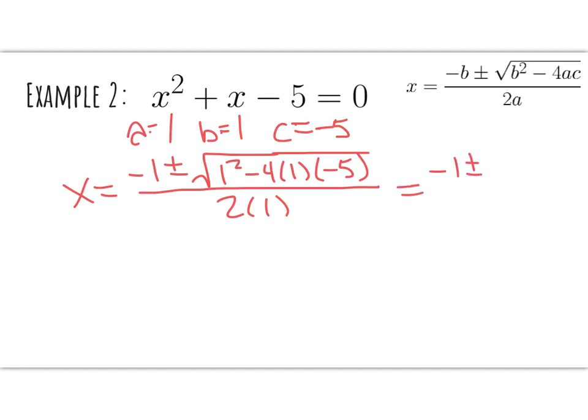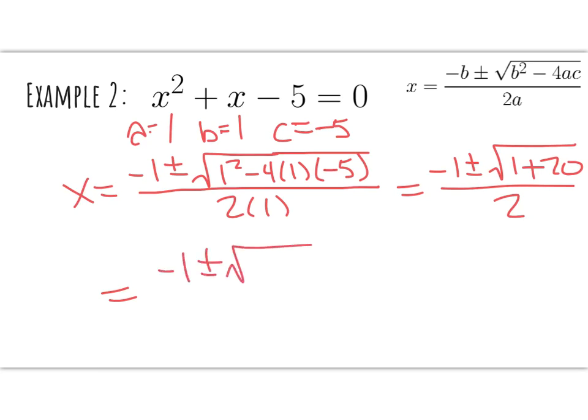We have negative 1 plus or minus the square root of 1 plus 20. Negative 4 times 1 times negative 5 is positive 20. And already you can see the problem that's forming here, because as soon as we combine the terms in the radical, 1 plus 20 is 21. 21 is not a perfect square. Furthermore, 21 doesn't even have a perfect square factor aside from 1. So at this point, we're done.